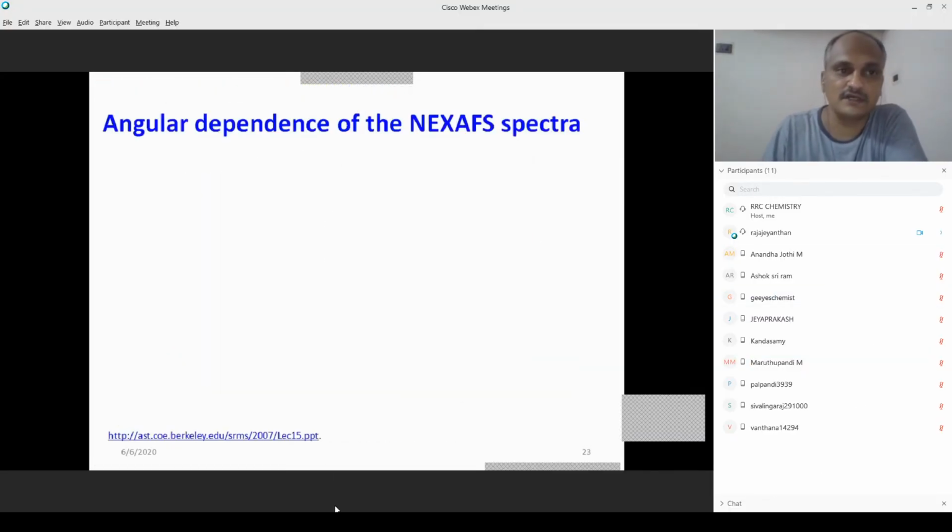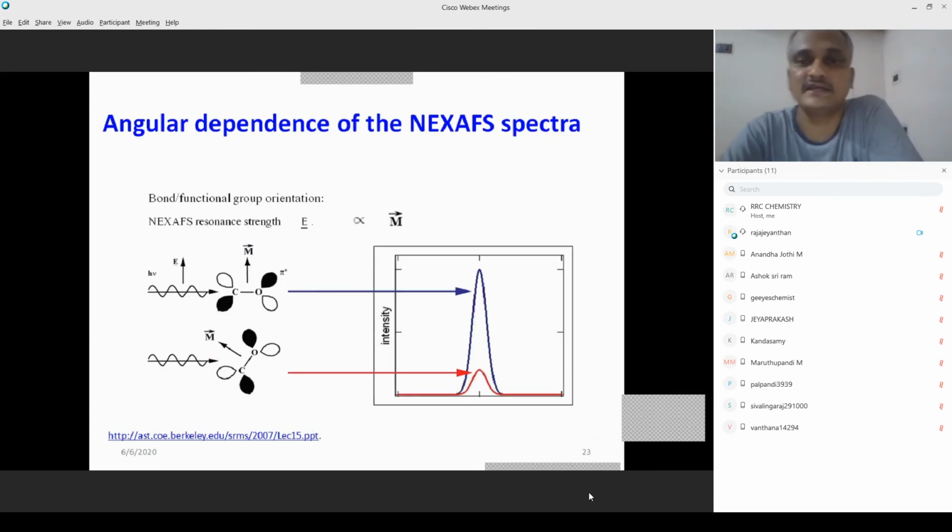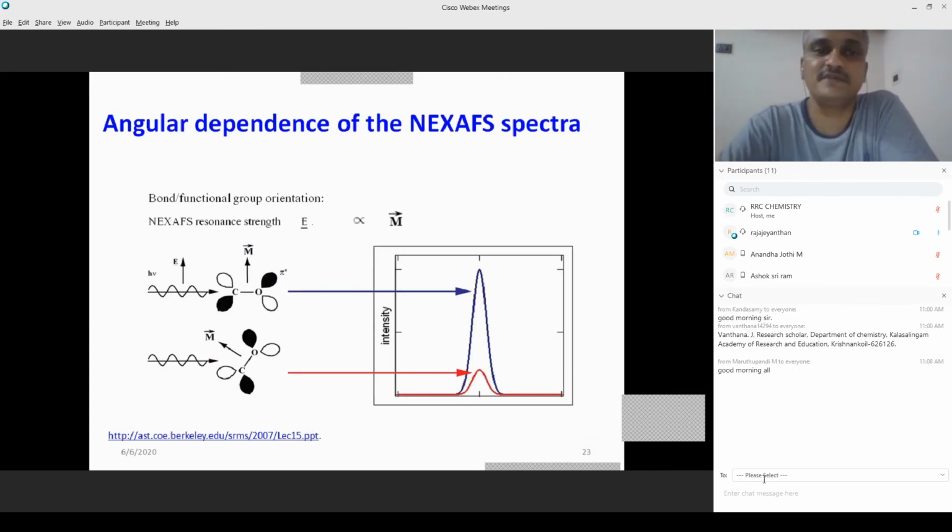And the next one is called angular dependence NEXAFS spectroscopy. What does it mean? We know that due to the plane polarization, the X-rays have an electric field vector. So, for example, if you take a carbon monoxide molecule that is absorbed on a surface, there are two kinds of orientation. One is it can lie parallel, flat to the surface, and another one is it can lie perpendicular to the surface.